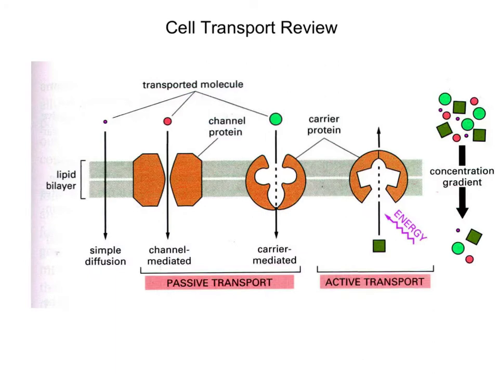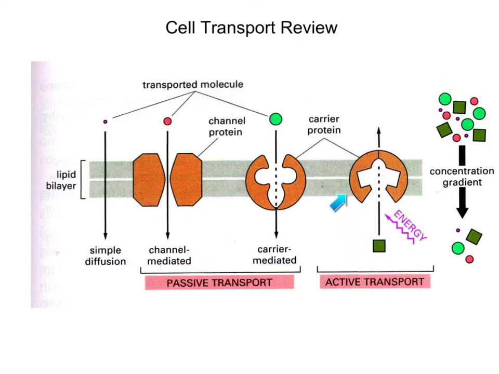Okay, here we have your main cell transport diagram. If you notice over here to the left, you've got a very small particle. As you move towards the right, you've got a larger red particle. As you move to the right, you've got a larger green particle. Okay, and over here, you can see that we've reversed it with a large dark green square particle.